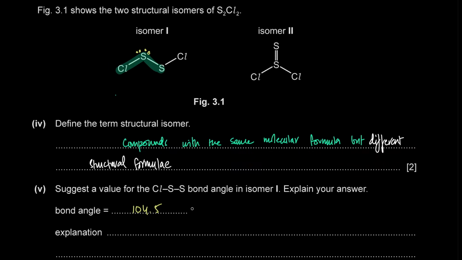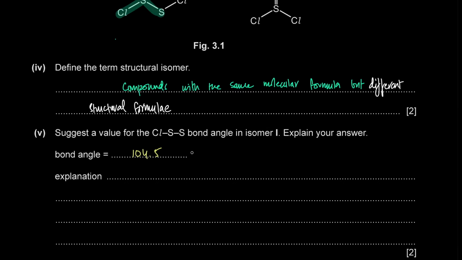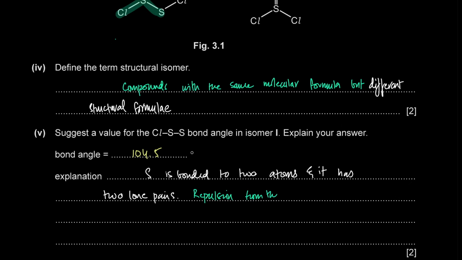So for the explanation, we can say that sulfur is bonded to 2 atoms and it has 2 lone pairs, and we can say that the repulsion from the lone pairs is greater. Hence, the bond angle is less than 109 degrees.